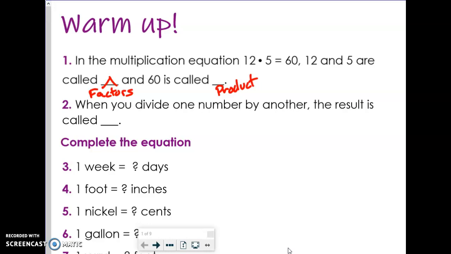Begins with Q. Did I hear quotient? I thought I did. I bet I did. Okay. Quotient.